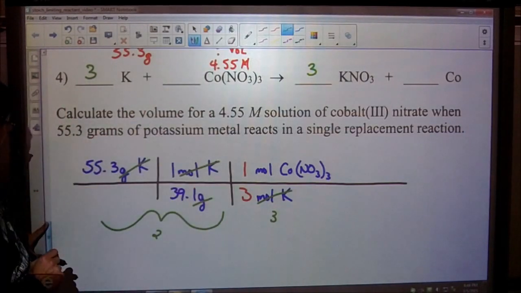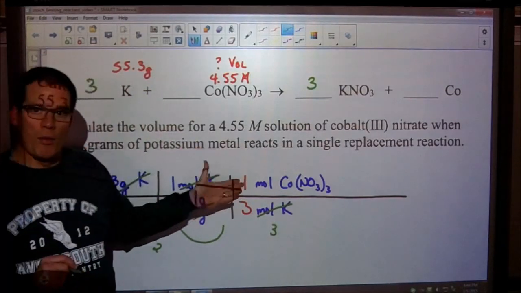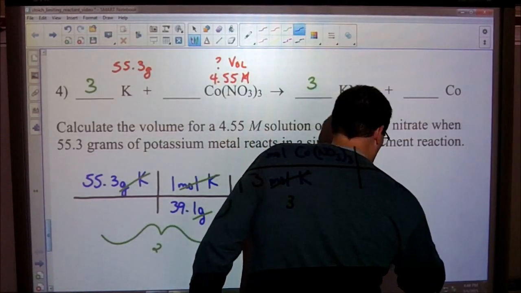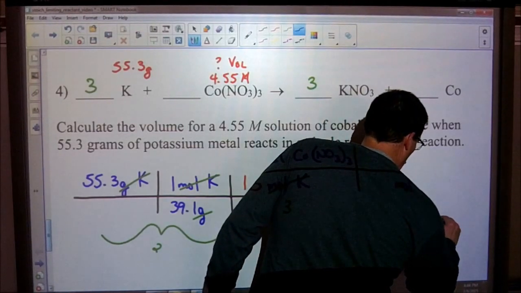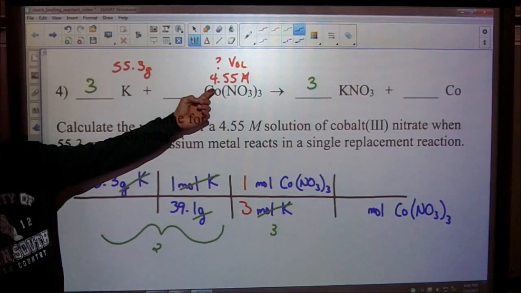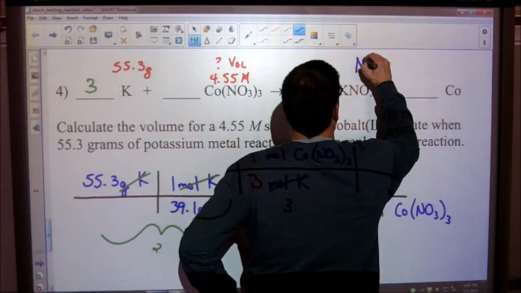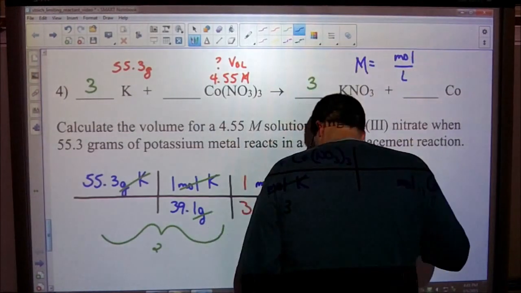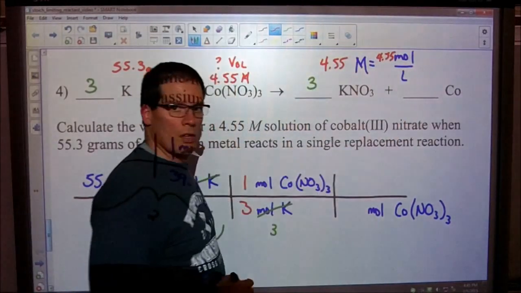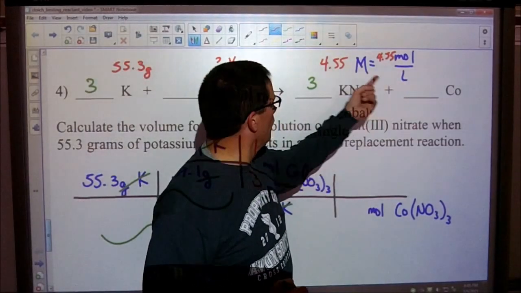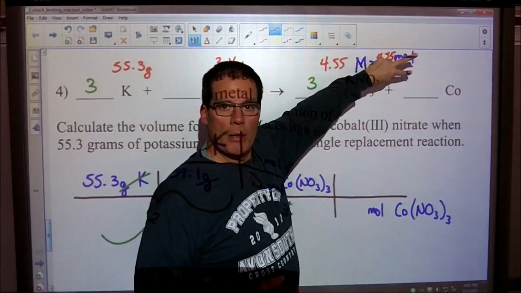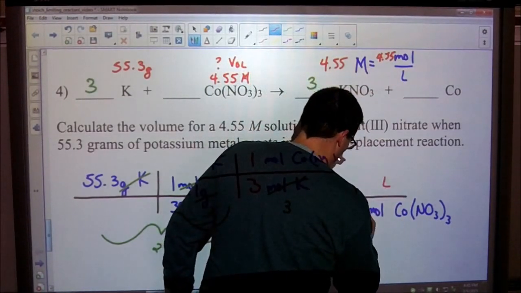But we're looking for a volume here. So since we're looking for a volume, I need to get rid of the unit moles of cobalt-3 nitrate. So I'm going to move that down. Okay, but what number am I going to put in front of that? I'm going to put the molarity value. Because again, molarity is equal to moles over liters. And if I have a 4.55 value here, what that means is I have 4.55 moles for every liter of my solution. So if I had 1 liter of this 4.55 solution, how many moles do I have? 4.55. So I can invert this and still have it be equal. So I can put the liters on top and put my 4.55 here.